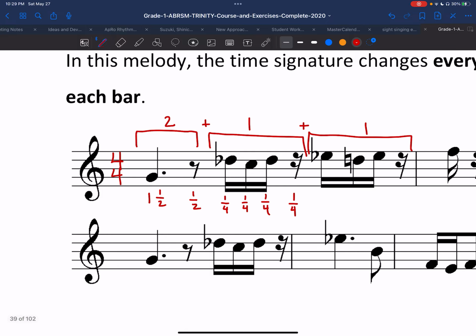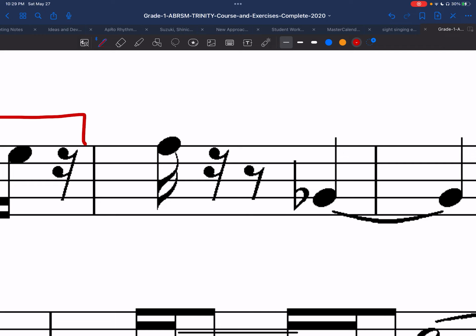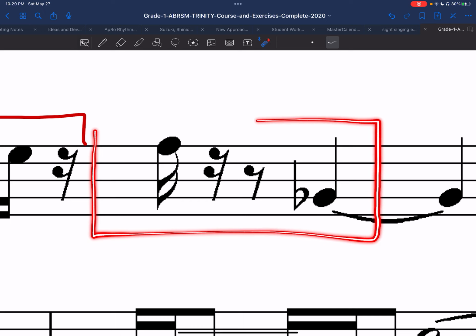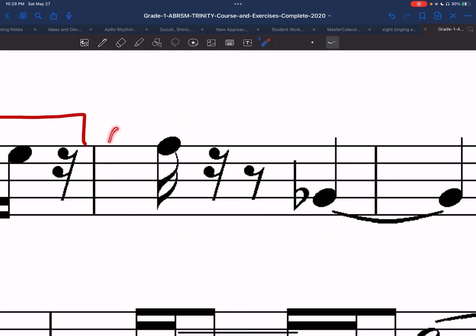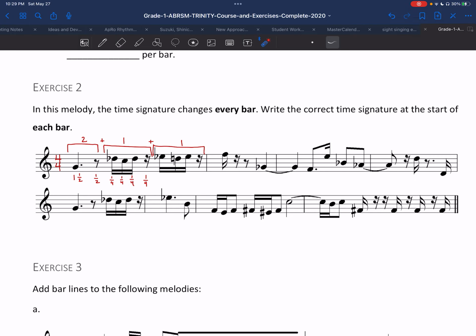Then you move on to the next measure. For this one, we would do the same process. Now we count up the number of beats that we see in this measure, and then we write our time signature at the start of the bar. You do that for each of the measures in this exercise.